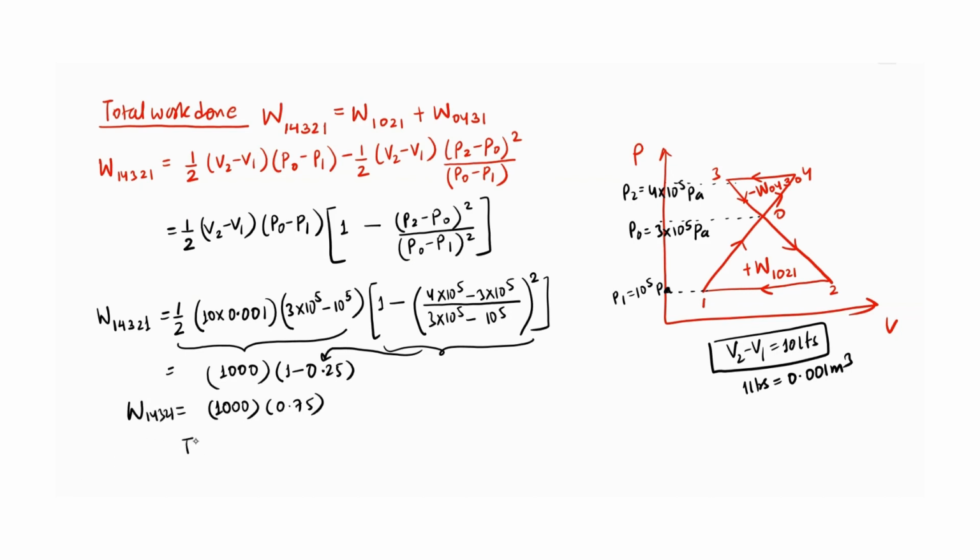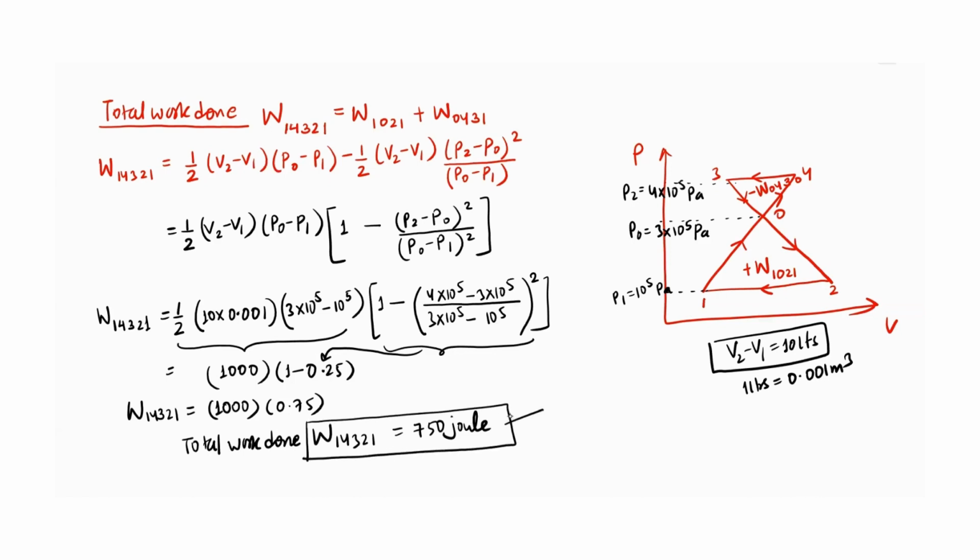So the total work done, okay? Work done. So we have this. Equals 750 joule. And we are getting total work done positive. We are getting this positive, okay? So this is to be noted.